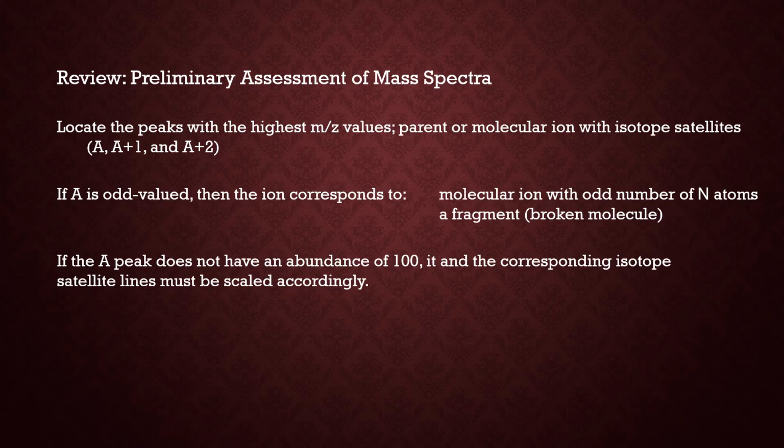So just a quick review. We locate the highest M to Z cluster of peaks, assign an A, and assign the satellite peaks, namely A+1, A+2. We have to do a little bit of data manipulation if this peak that we're assigning to A is not 100% abundance. We have to scale it up. And then we have to do a little bit of thinking when we look at the prospective A peak, namely, is it odd or is it even?